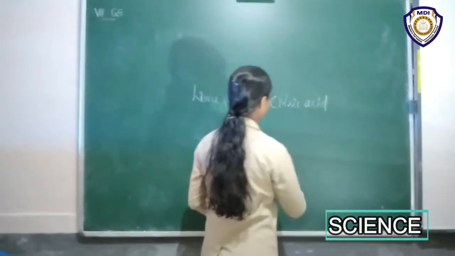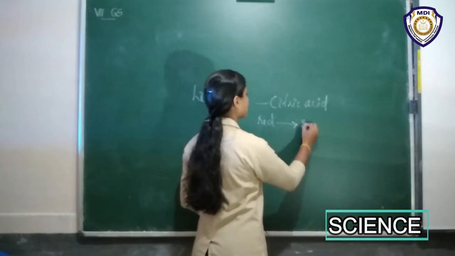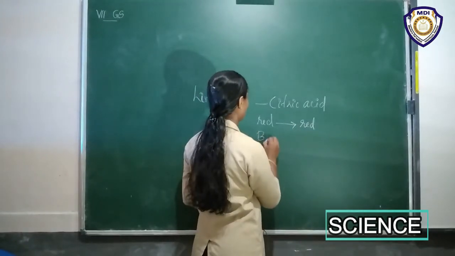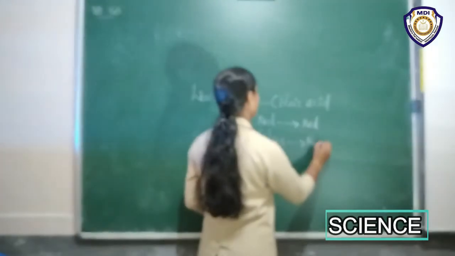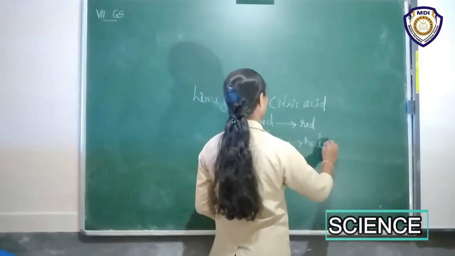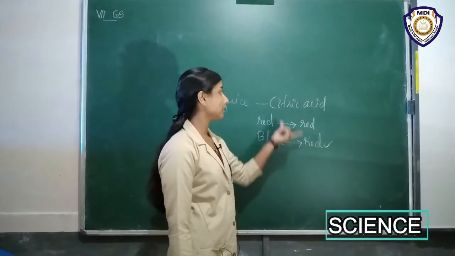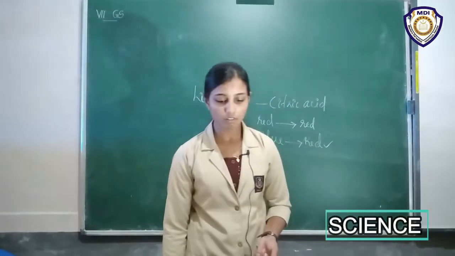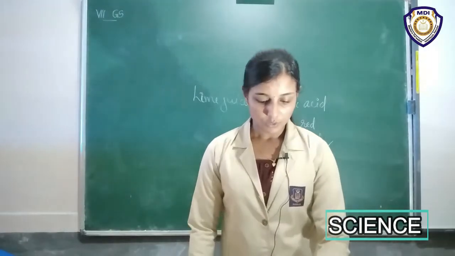So what will be the color change of red litmus paper? Red will remain as red because it is acidic. But blue will change its color into red. Okay, so this will be the color change. That means the lime juice or lemon juice contains what? Citric acid. That is, it is acidic in nature.